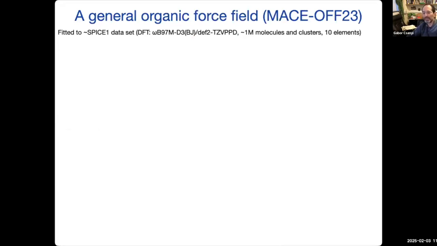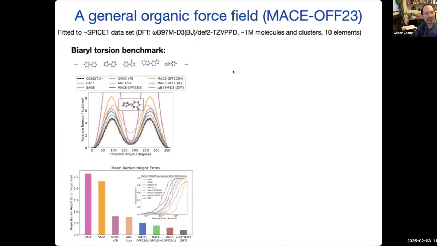You can use MACE wherever previously you used GAP and ACE, so they can be used from scratch to fit any given specific data set. But what's really exciting is when you take a very large data set and fit a MACE model. So here's our attempt at organic chemistry. So you take the SPICE-1 data set. It's 1 million molecules and small clusters, 10 elements.